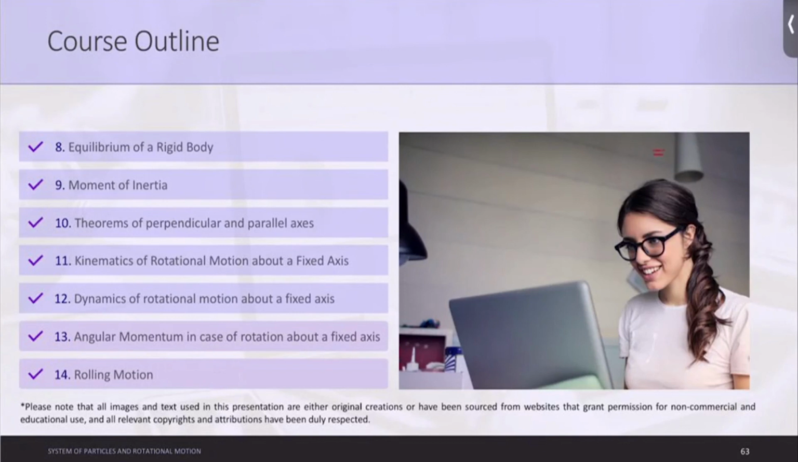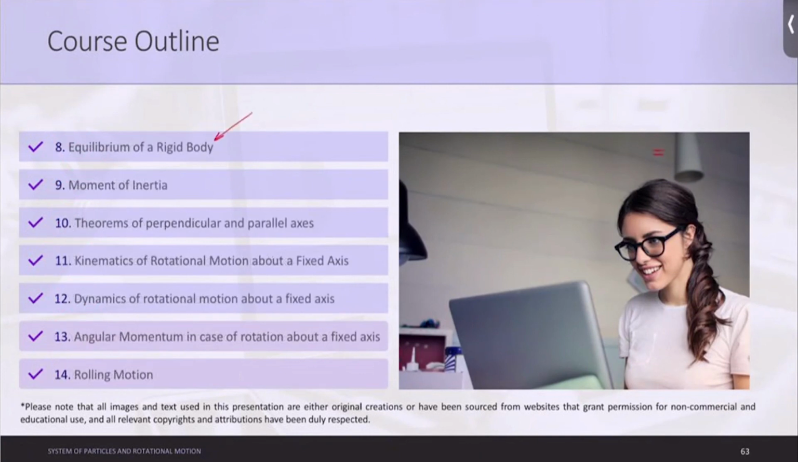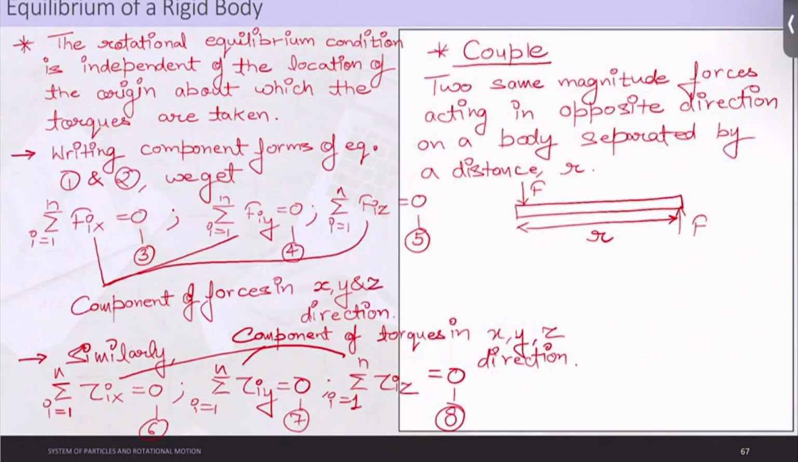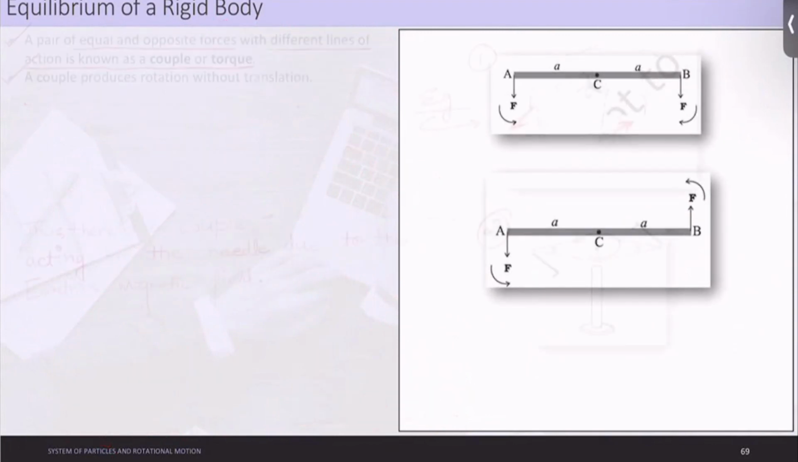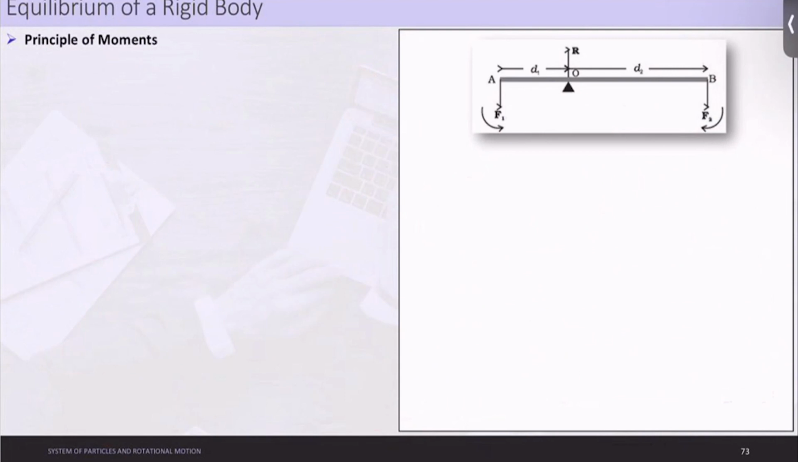So currently we are on the 8th subtopic, that is equilibrium of a rigid body. We have completed the introduction, center of mass, motion of center of mass, linear momentum of a system of particles, vector product of two vectors, angular velocity and its relation with linear velocity, and torque and angular momentum. Let us understand what is this equilibrium of a rigid body, and then move forward. These things have already been explained in the previous classes. Let's today understand again the principle of moments.